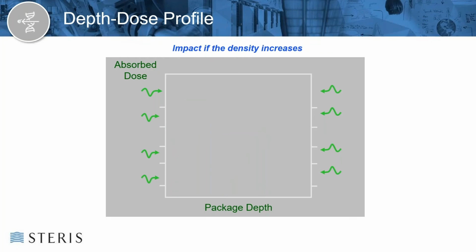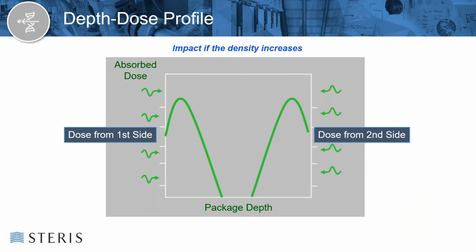So if we increase the density of our product, or if we increase the thickness of the product we're trying to penetrate, we have the same sort of situation here. We're going to hit it from one side with the electron beam. We can hit it from the opposite side with our electron beam. And our total dose is going to combine. And in that middle, it's not going to be that good.